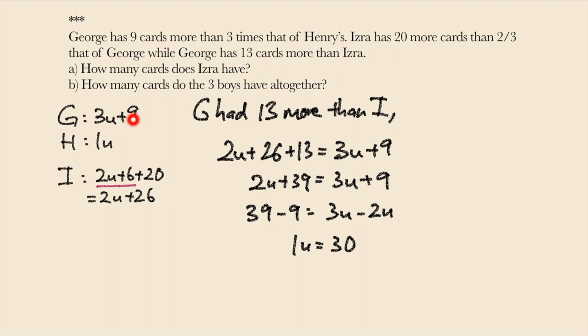So if George has 13 more than Israel, I hope you can understand that if I add 13 to Israel, they would be the same. So if this is Israel, add 13 to his share, and it will equal George's share. So let's simplify things. Now 3u and 2u, let's keep 3u on the right side, move 2u to the right side. So that's 3u minus 2u. Keep 39 on the left, bring positive 9 to the left side. That's minus 9. So that means 1 unit is 30.